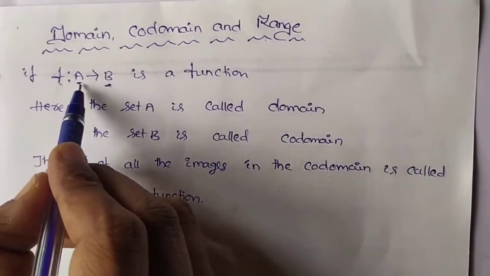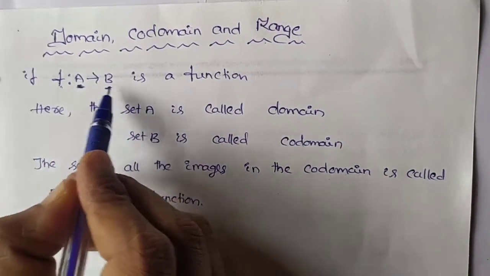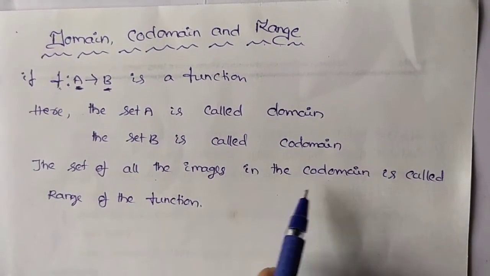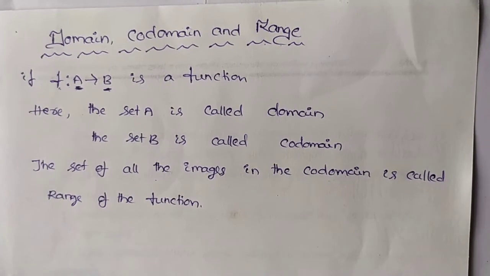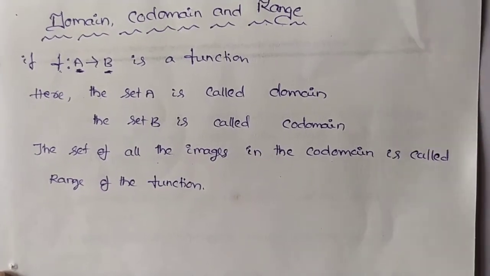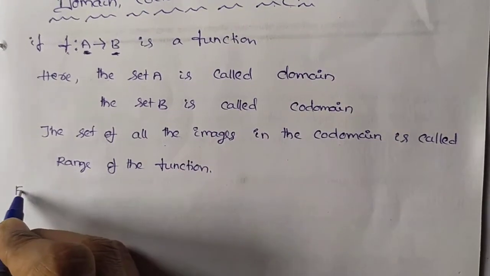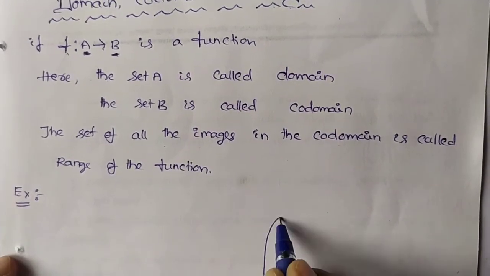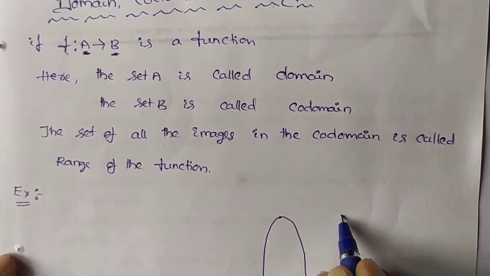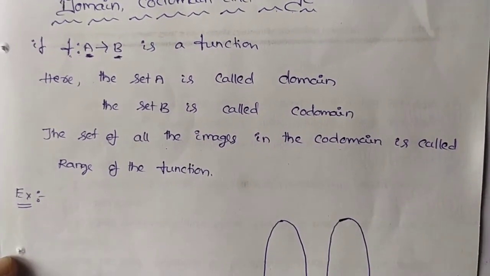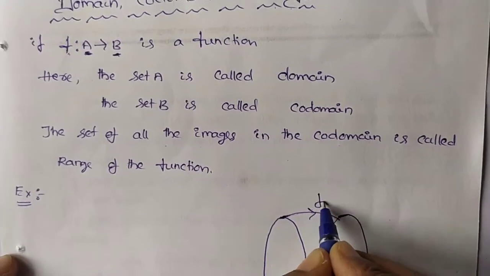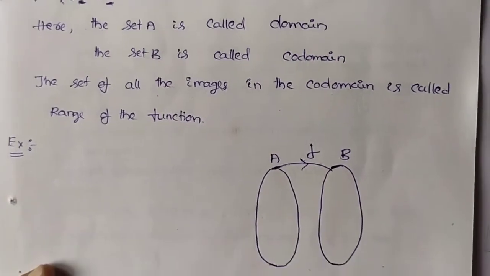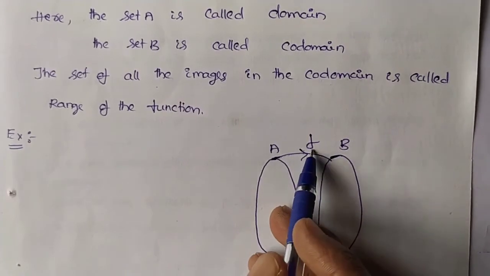Here f from A to B is a function, the set A is called domain, set B is called codomain. Range is nothing but what? The set of all the images in the codomain is called range. Based on this we will consider one example. Here we have a relation, and that relation is a function. Let us consider an example of a function f from A to B.